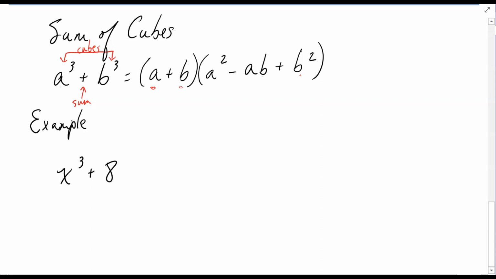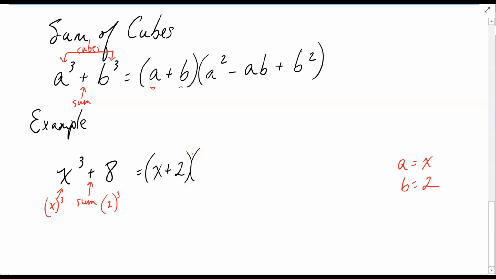All right, very wordy, but let's take a look at an example with some numbers in it. So I have a sum of two values that are perfect cubes. This is the cube of x, so that is x all cubed, and this is 2 all cubed. So now you can see that I have values for a and b. In this case, a equals x, b equals 2. So let's factor it. It will factor to x plus 2.